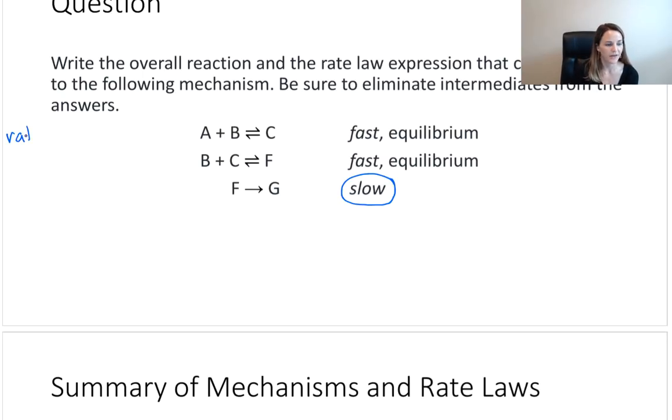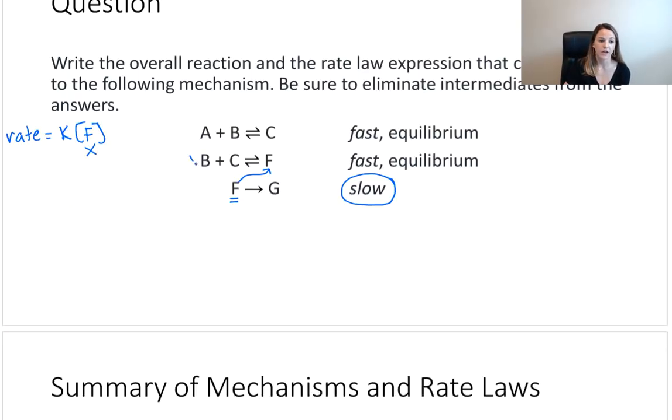So we've got rate is equal to K times F. So we're going to look here. F was definitely a reactant in this elementary step. That's a good thing. Unfortunately, it was formed beforehand. So it was a product first, then a reactant. That's the definition of an intermediate, so we cannot use F in our rate law.